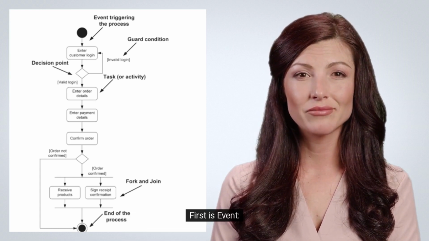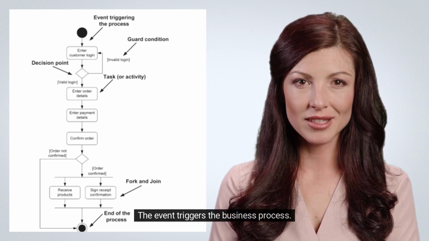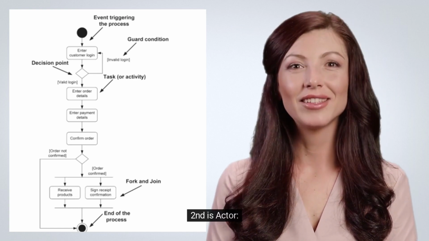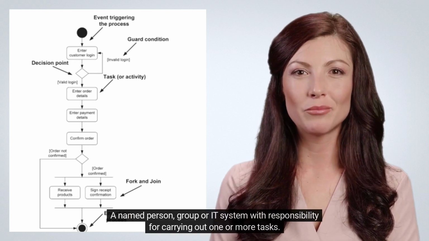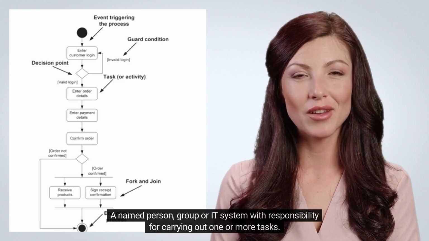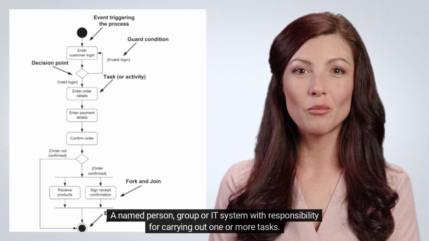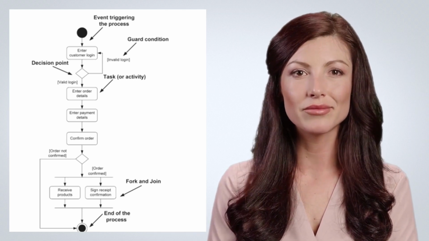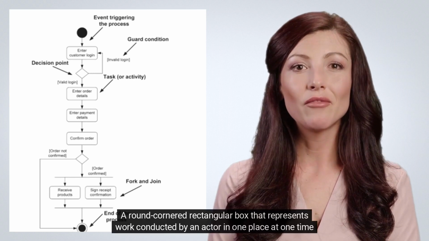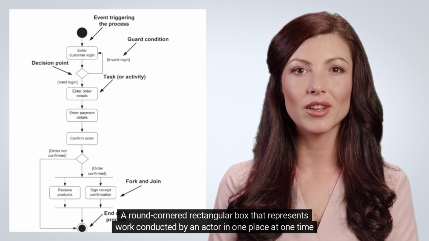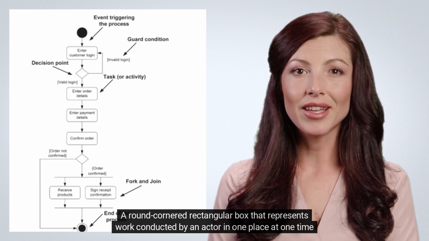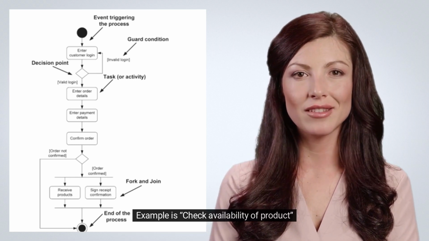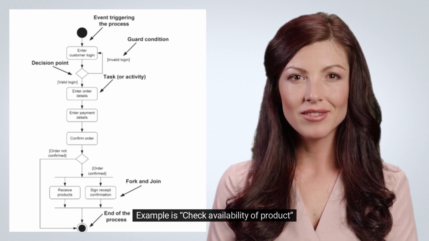Now further we will be discussing an example of a business process model using UML notation. First is event. The event triggers the business process. This is shown as a filled-in circle. Second is actor. A named person, group, or IT system with responsibility for carrying out one or more tasks. Example is customer. Then comes task. A round-cornered rectangular box that represents work conducted by an actor in one place at one time is a task. Example is check availability of product.